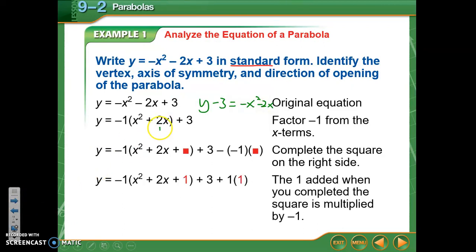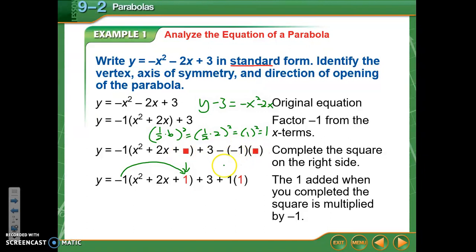So half of b here, 1/2 times b squared. I'm going to do 1/2. My b value right here is 2. And so that's 1 squared, which is 1. So I'm going to add a 1 inside my parentheses here. That 1, remember, is actually a -1 because it's multiplied by this -1 in front. So that's really like subtracting 1. So if I'm going to do my work on the same side, I have to add 1, right? So if I'm subtracting a 1 here, I have to add a 1 here.